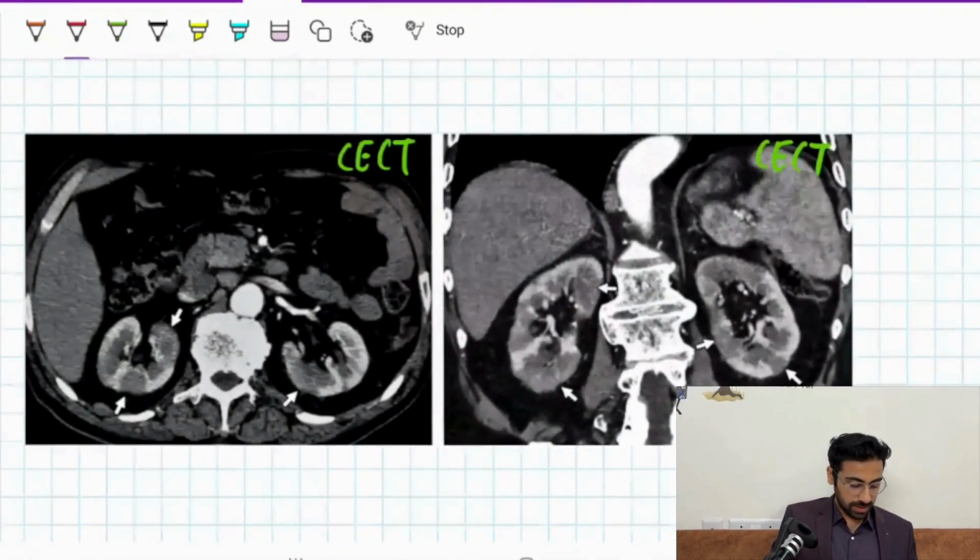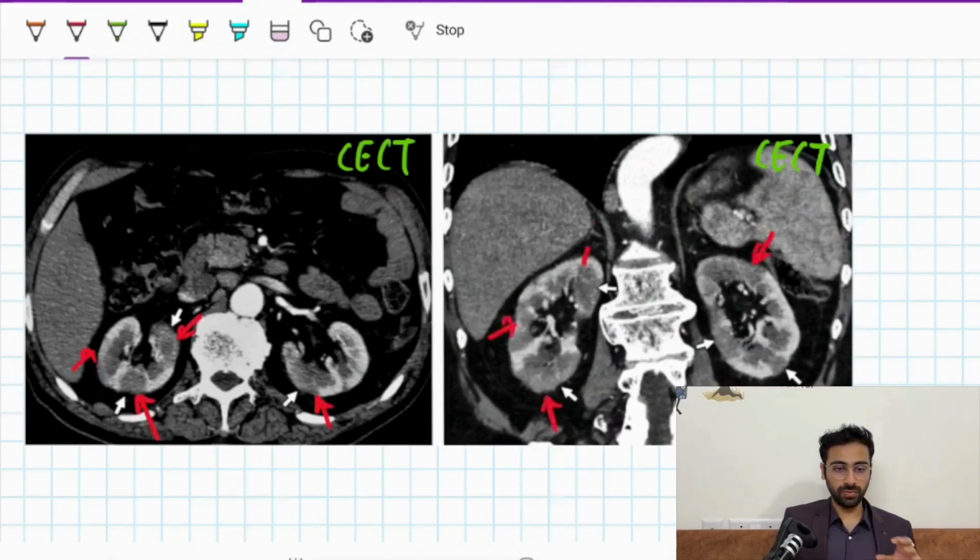Here in this CT, you can see the first, that is bilateral renal cortical nodules involving both the kidneys that are hypoenhancing as compared to the normal renal parenchyma. This is the most common variant of IgG4 related renal parenchymal involvement.